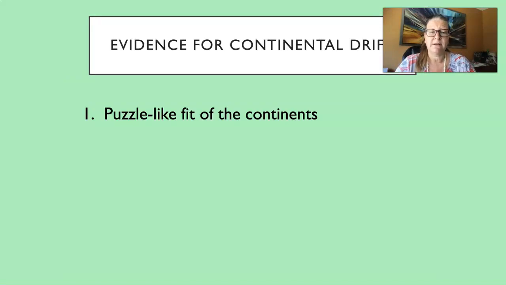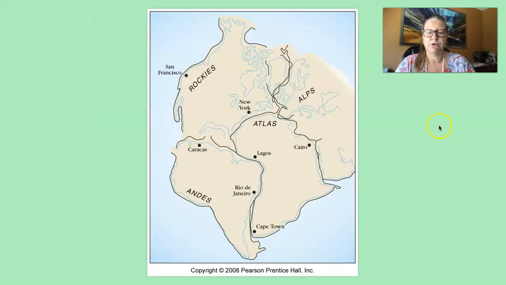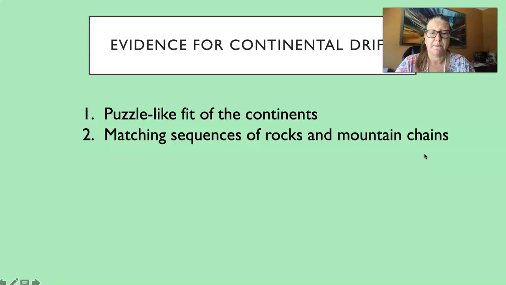So let's look at evidence for continental drift. And I'm going to make a list here that you can make in your notes. So the first piece of evidence we've already talked about is the puzzle-like fit of the continents. I showed you South America and Africa, but also North America nestles in there as well, as does a lot of Eurasia.